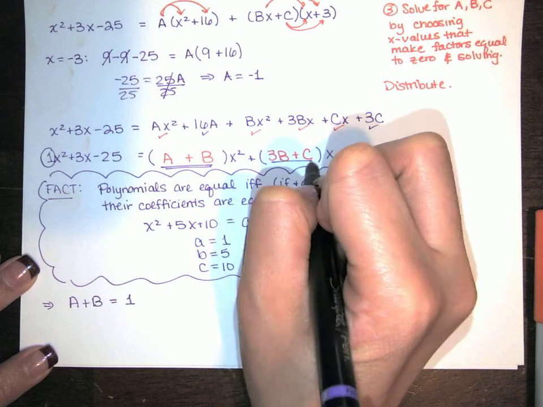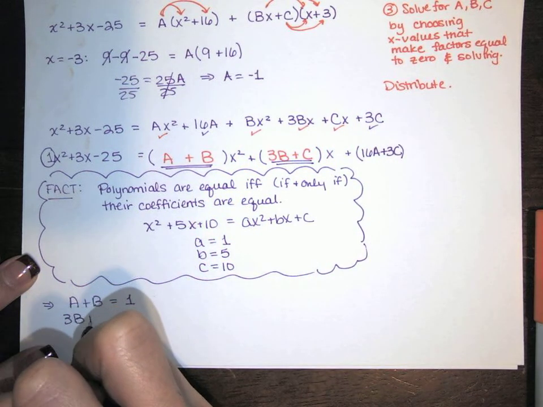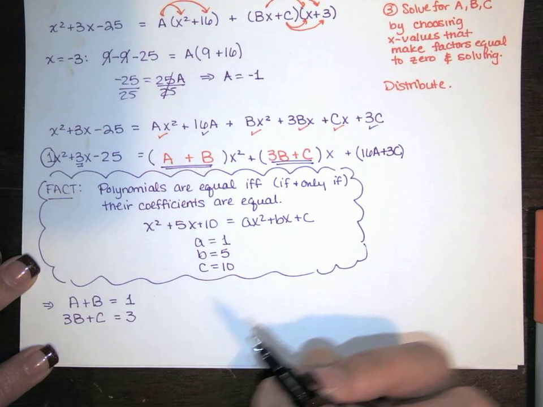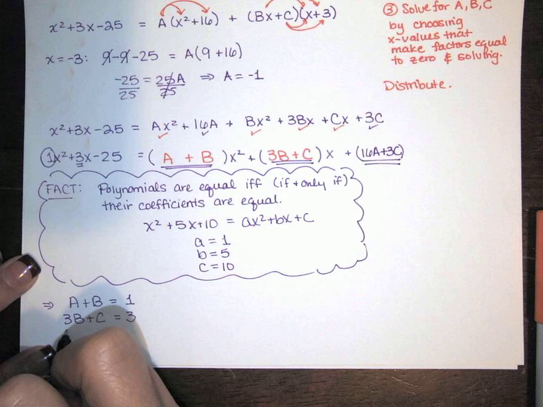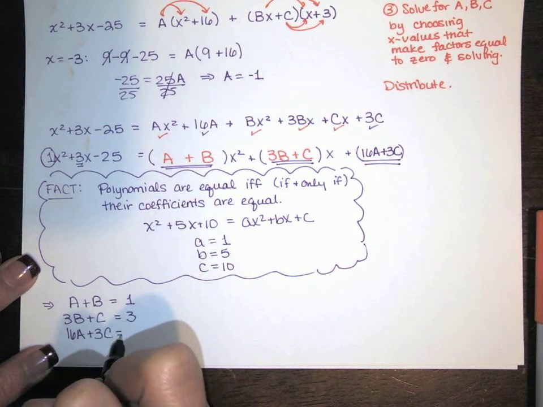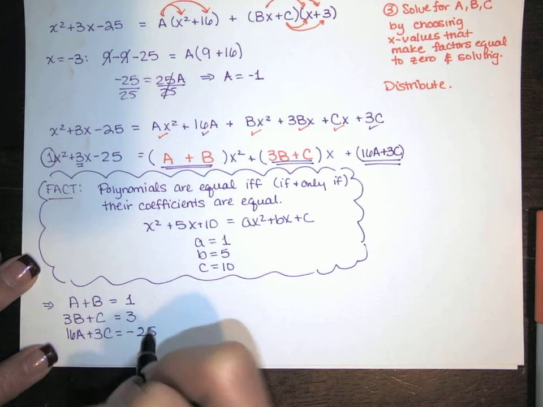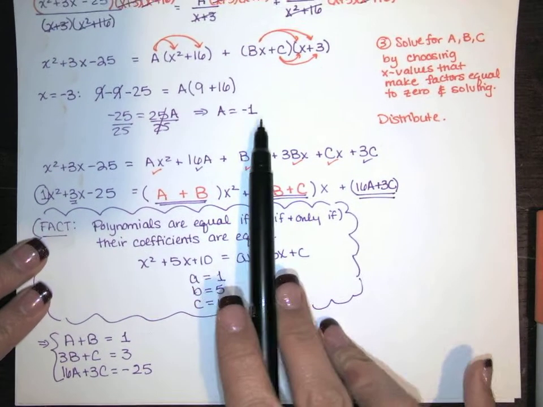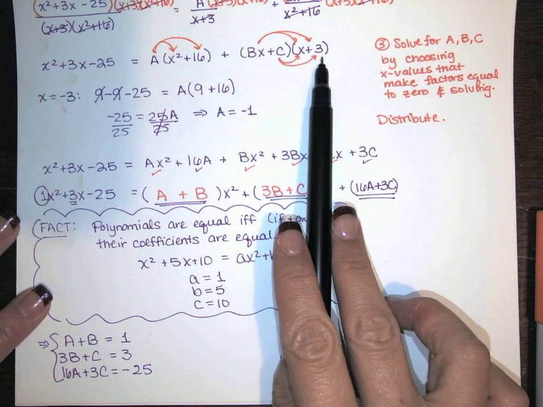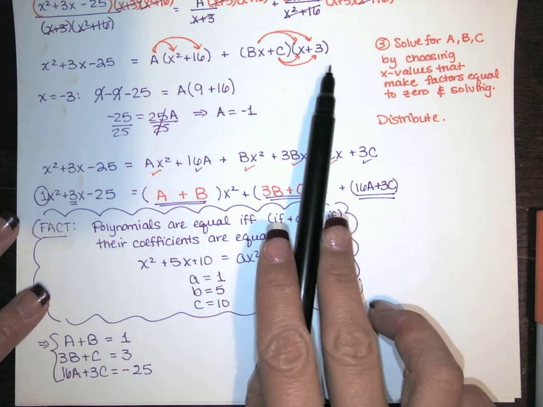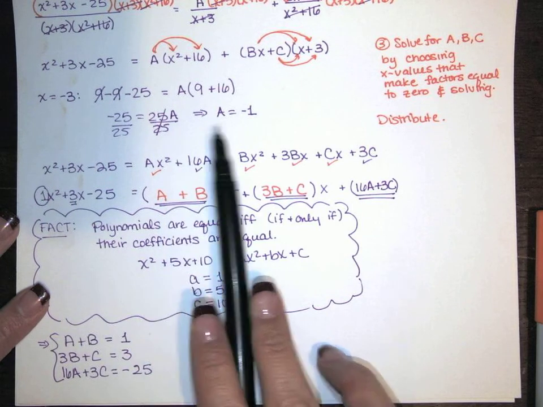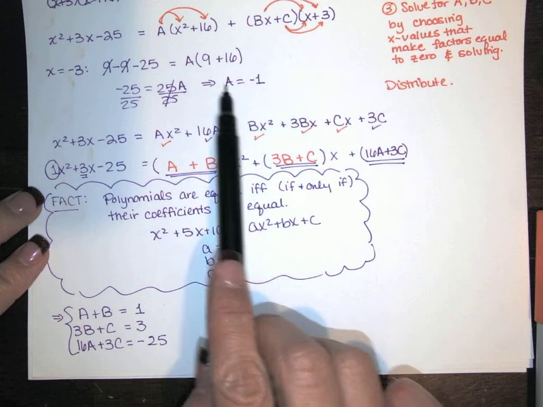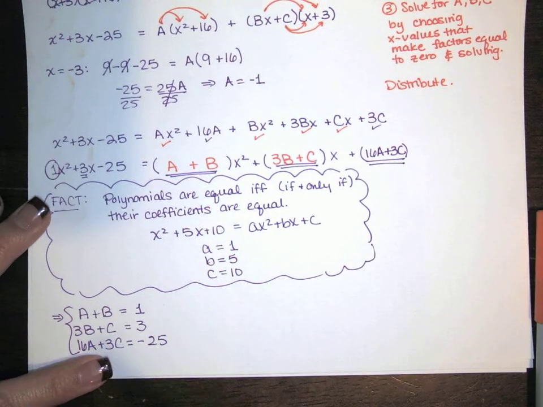And the coefficient of x on this side, which is 3b plus c, has to be equal to the coefficient of x on that side. So it has to be 3. And the constant term on this side, 16a plus 3c, has to be equal to the negative 25. So we end up with 3 equations and 3 unknowns. But because we had this one linear factor, x plus 3, we were able to set x equal to negative 3 and solve for a. So I've got 3 equations and 3 unknowns, but since I know that a is negative 1, I can reduce that to 2 equations and 2 unknowns.